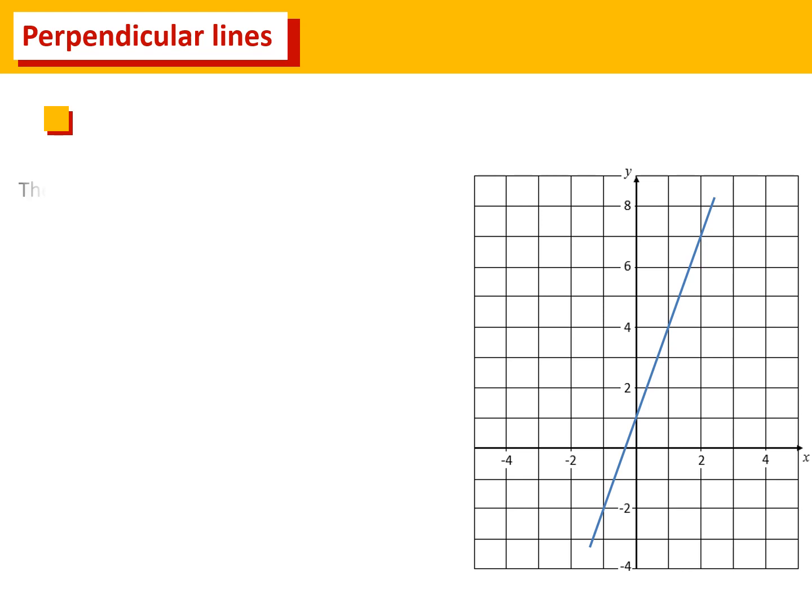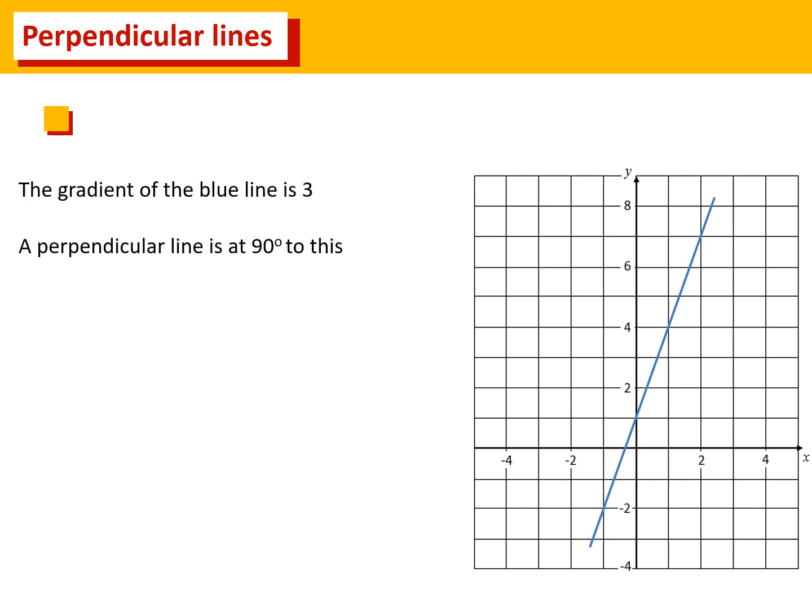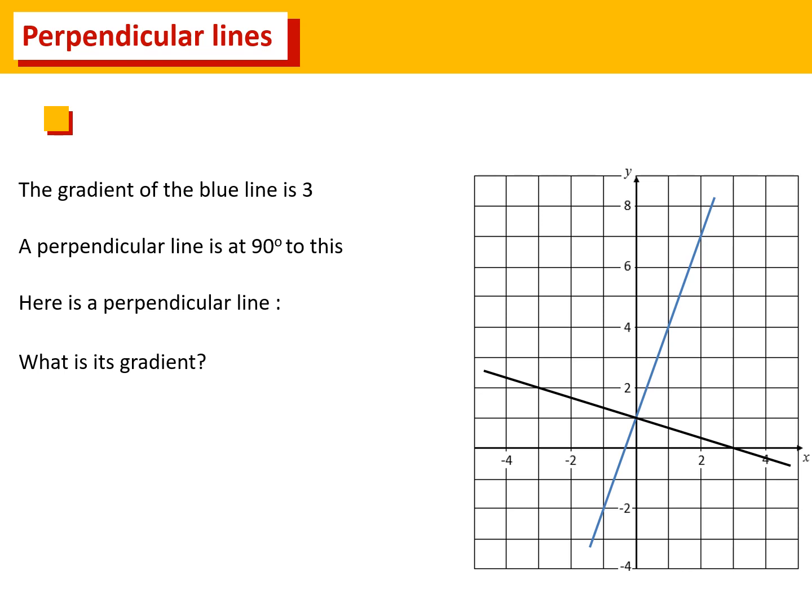Here's another example. The gradient of the blue line is 3, and here's a perpendicular line. What's the gradient of that perpendicular line? Let's pick 2 points on it. To get from the left hand point to the right hand point, in the y direction, I'm going down 1, in the x direction across 3. So the gradient is change in y, -1, over change in x, which is 3, and that's -1/3.